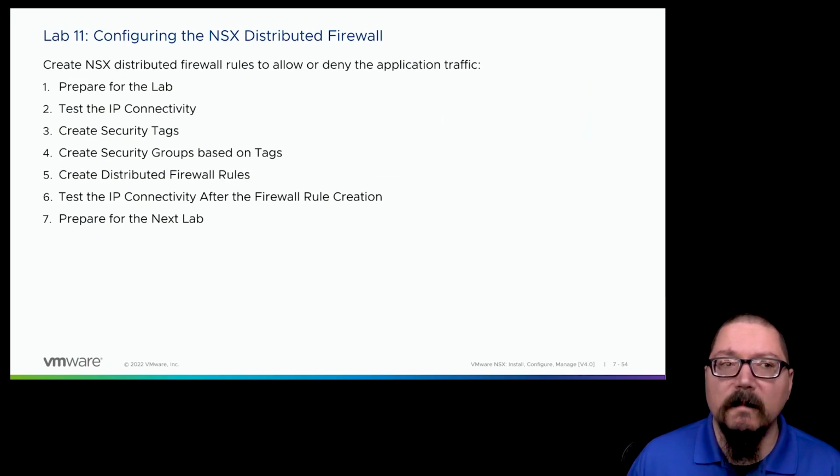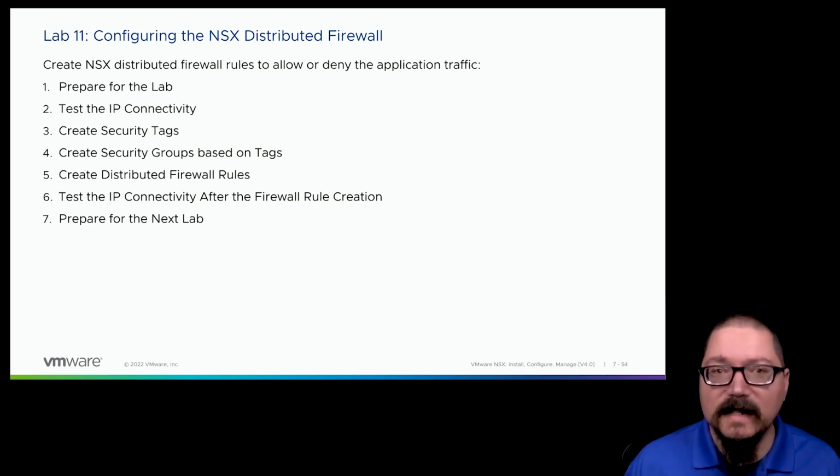So let's talk about the lab. We're going to come in here and we're going to play with the distributed firewall. We're going to test connectivity. We're going to set up some tags and build some groups out. And then we're going to build some rules and we're going to test and see how this all plays together. When we get into preparing for the next lab, we're going to turn off that firewall policy that we created. So this is kind of a fun lab, getting to see how the firewall works. Come back in a little bit. We'll go ahead and wrap this video up.